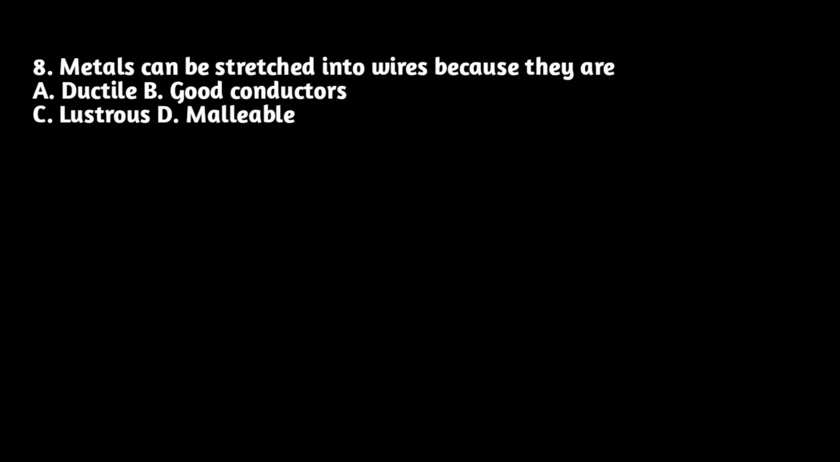When we talk about good conductors, it means that metals allow heat, and also allow electric current to pass through them. When we talk about lustrous, we are talking about the shiny color of metals. And when we talk about malleable, it means that metals can be beaten into desired shape. Although sometimes to beat that, we require heat.